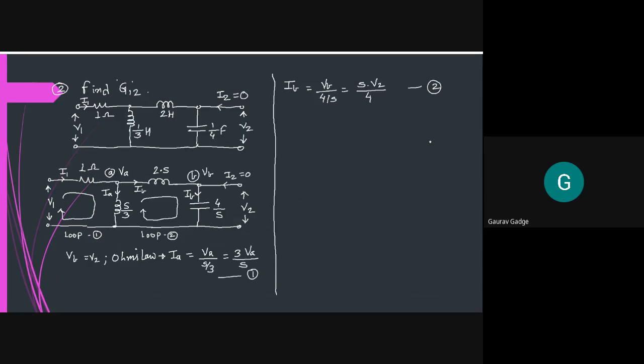Fine. So I think all of you can see this. Now what do you have to do? KVL, KCL, KVL.